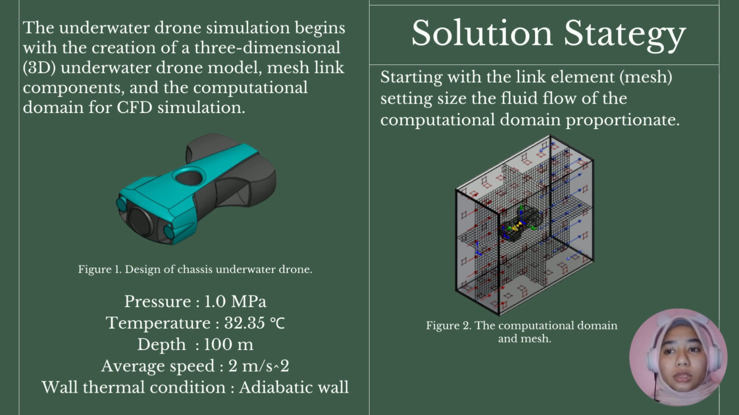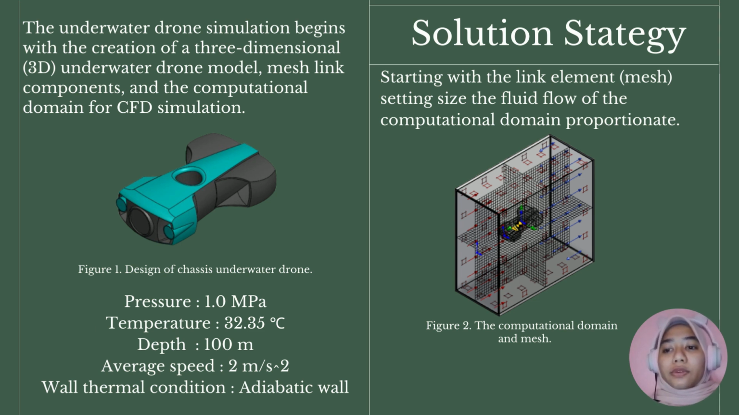The first step in inputting the simulation parameters is the general simulation configuration: fill in the pressure, temperature, depth, and average speed parameters first. The table shows the parameters and the specification of the CFD simulation. Pressure is 1.0 MPa, temperature 32.35 Celsius, the depth is 100 meters, average speed is 2 meters per second, and the wall thermal condition is an adiabatic wall.